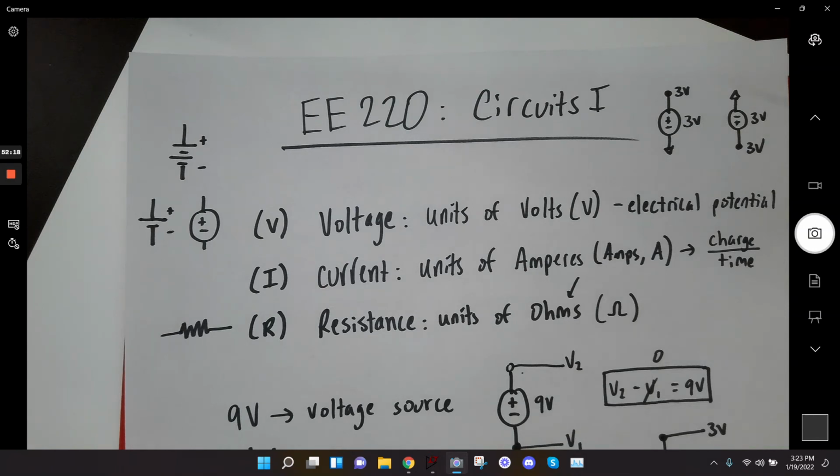Will we use AC voltage sources as well? Yeah, we will. Very late in the semester, because this is a DC circuits class. EE221 is AC circuits. But I want to cover it a little bit so that when you go into 221, you have seen it before. Right. For those of you who haven't seen it before.